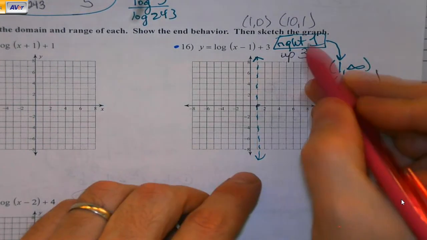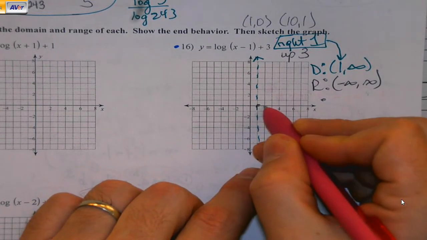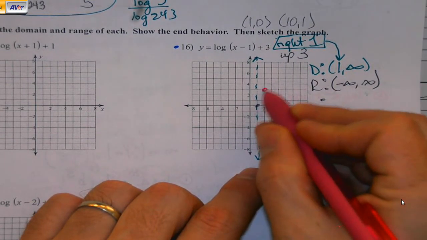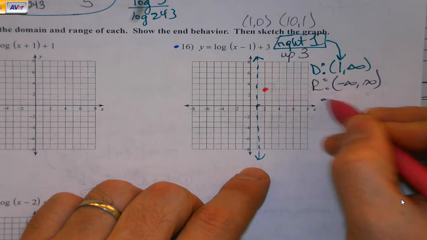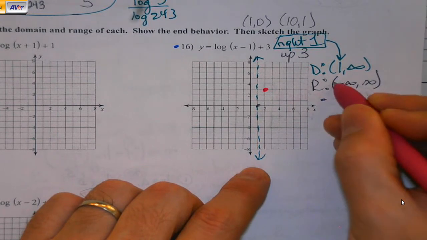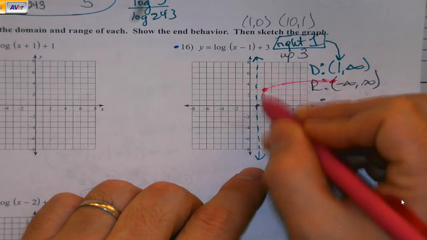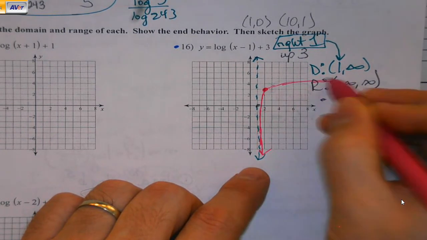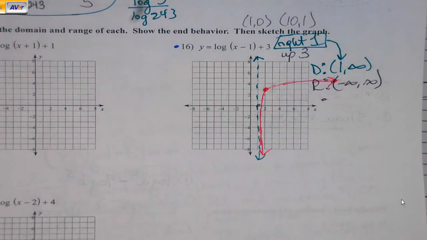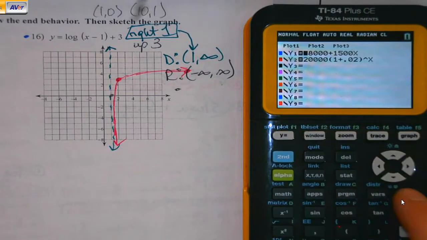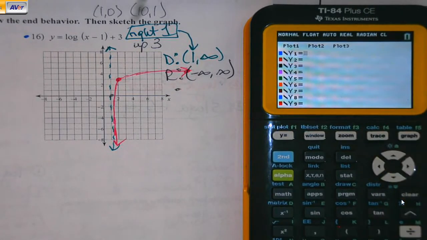And then I just take my shifts, right 1, up 3, put a dot. Okay, this is kind of crazy out here. Right 1, up 3, put a dot. And remind myself this graph keeps going. And even with this one, if I'm more of a visual learner, there's nothing wrong with that.